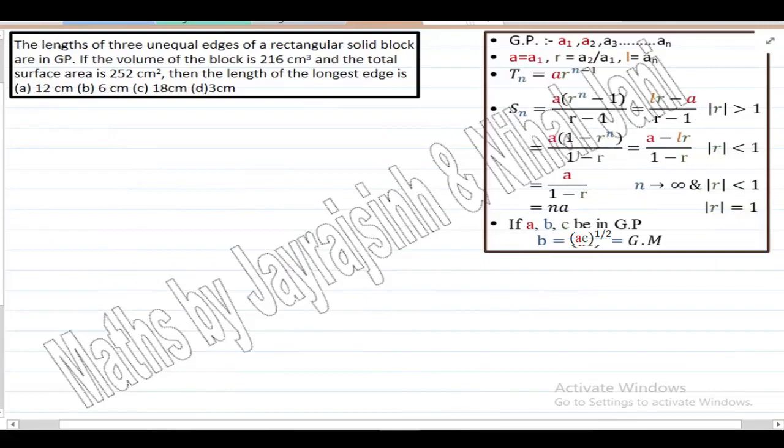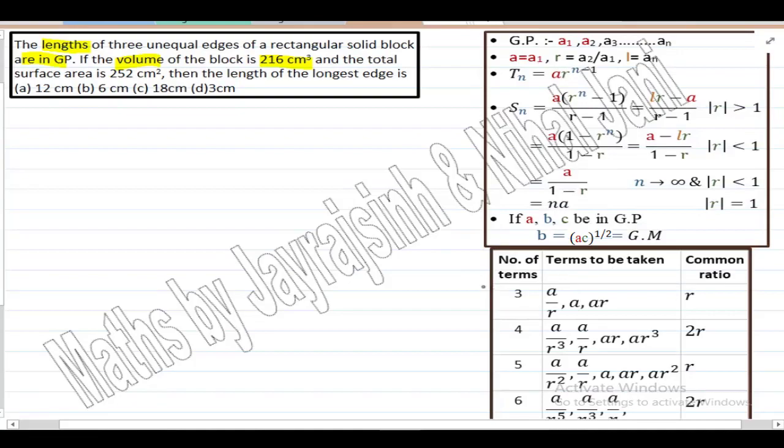Here comes one of my favorite questions. The question is, the lengths of three unequal edges of a rectangular solid block are in GP, and the volume of the block is 216 centimeter cube. And if you remember, for finding volume we have to take a product of all the lengths. So indirectly here we have three terms in GP and their product is given. So by default we have to take help from this table, right? And here we have to assume three edges. So we are going to assume that the lengths of the edges will be a by r, a and ar.